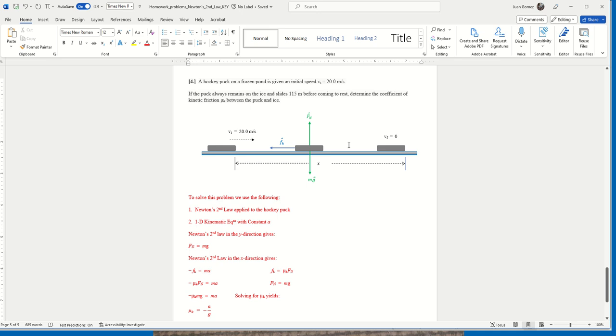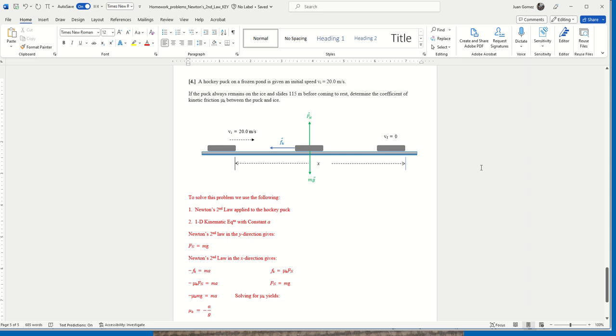So here's the hockey puck as it's sliding along the ice. It starts here with a v_i of 20 meters per second, travels a distance x of 115 meters, and then comes to a stop. So right here, in the y direction, I have the normal force of the ice pushing on the puck. That's my Fn. I have the weight of the puck, which is mg, in the negative y direction.